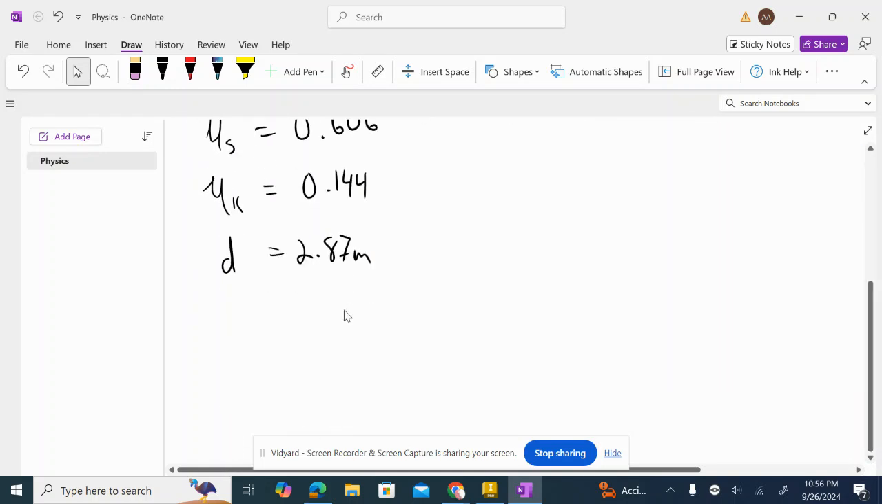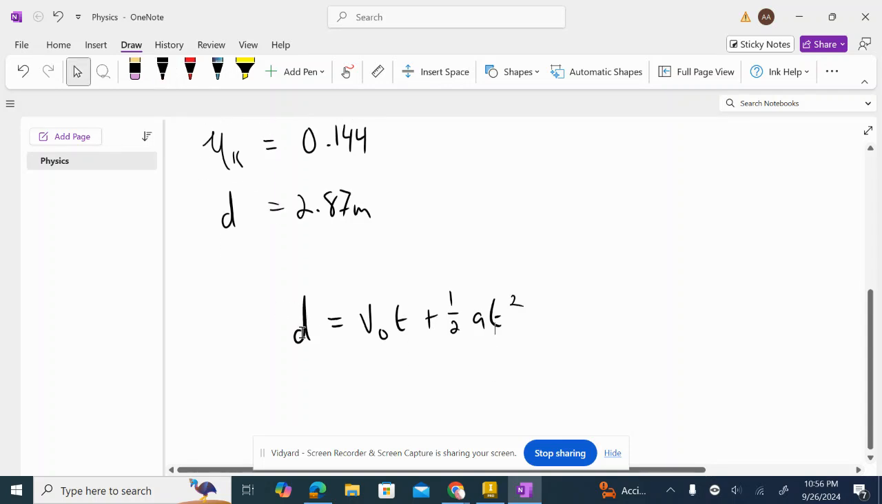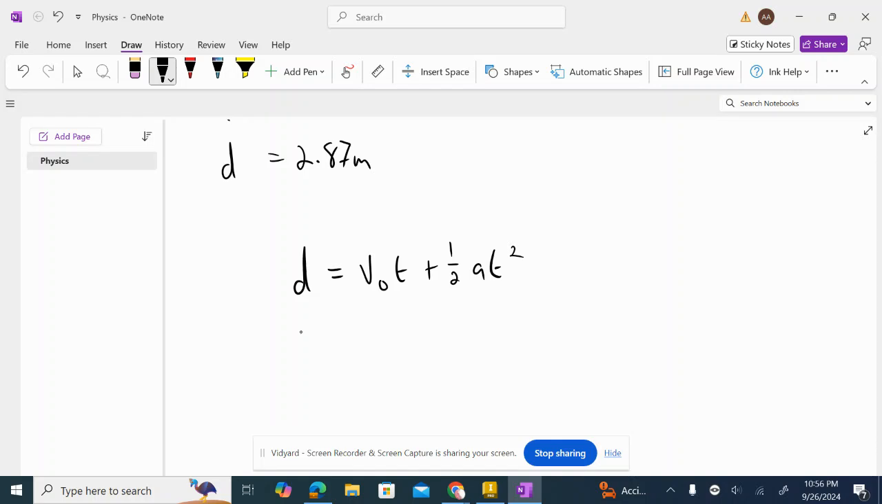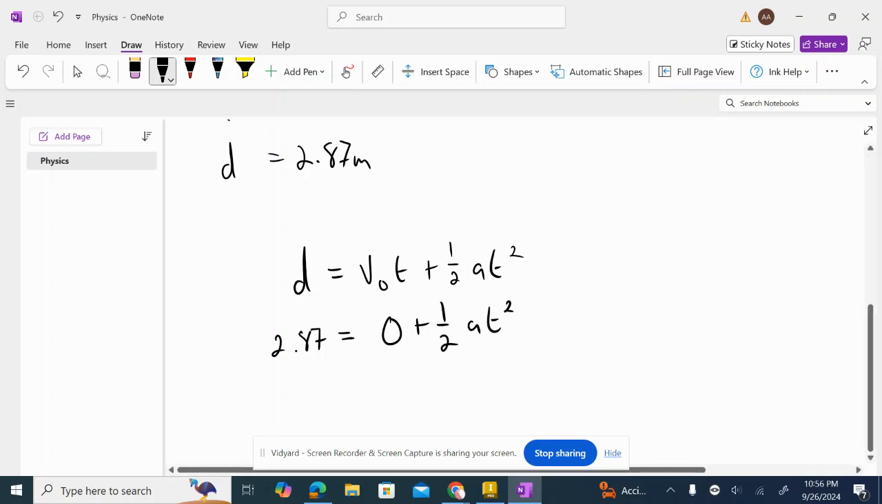Okay, so the equation that we're going to be ultimately using is this one. D is equal to V naught T plus 1/2 acceleration T squared. Now we can right away sub in whatever values we have. So for example, 2.87 is equal to 0, because we don't have an initial velocity, so 0 plus 1/2 A T squared. Now we need to get a variable for A so that we can actually solve this equation.